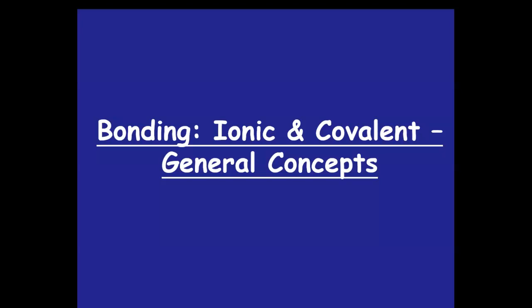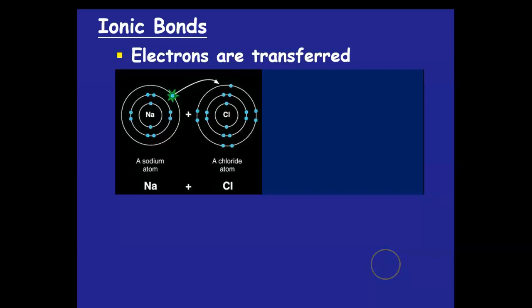Let's talk about chemical bonding, ionic and covalent. We'll go over some general concepts here. In the ionic bond, electrons are transferred. They're physically moved from one atom to another, or perhaps one ion to another.